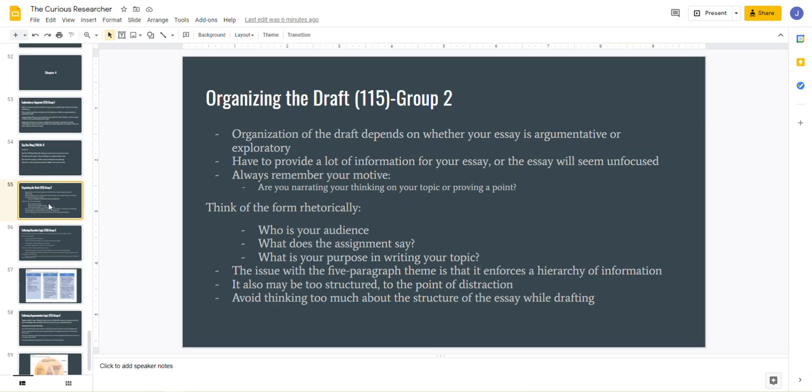Think rhetorically. Who is your audience? You have a general audience, so one of mostly your classmates. You don't want to write up. You want to write, basically, you want to write across. What does the assignment say? Look for some tips on the assignment.